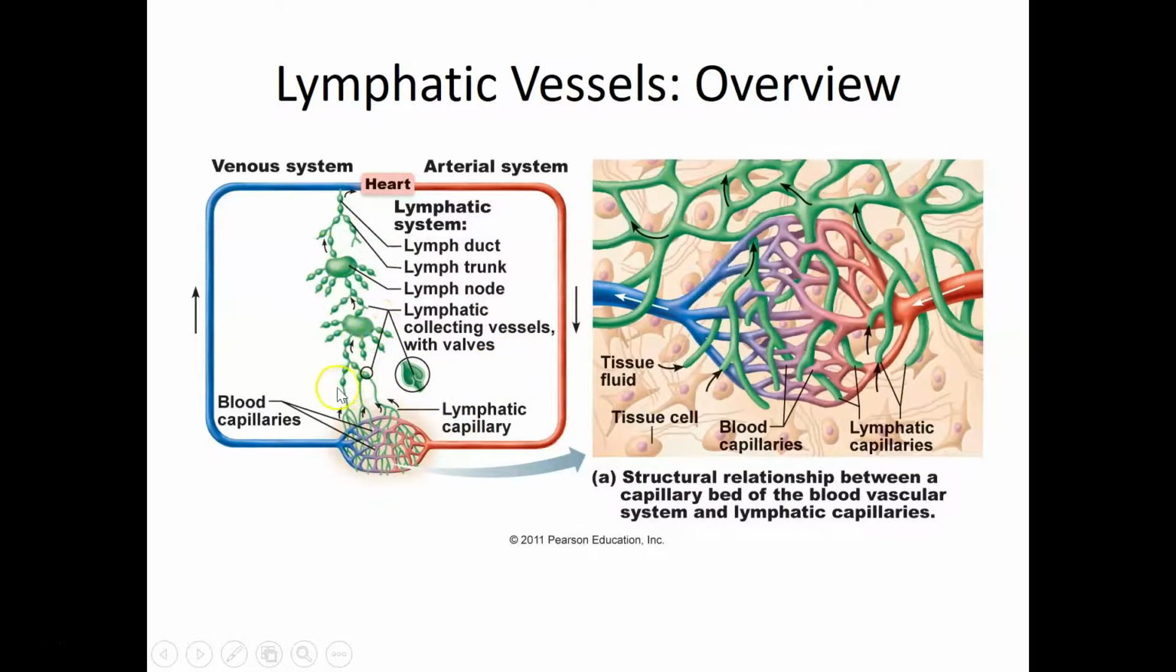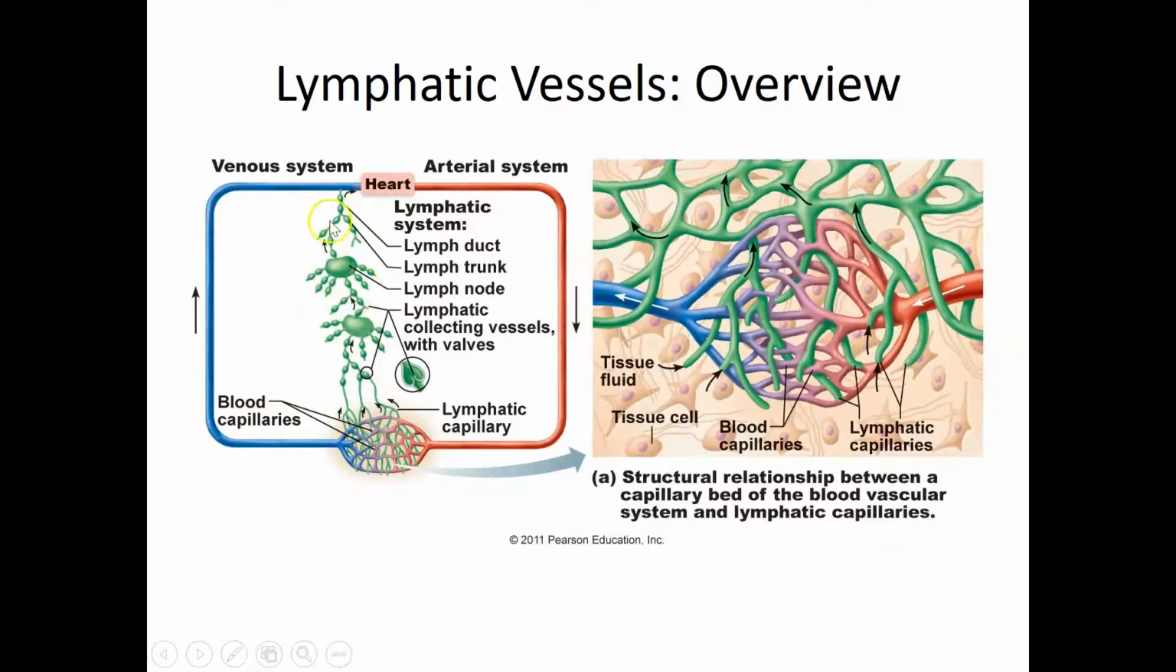Another structure that's on the pathway of the collecting vessels is this. There can be one or there can be multiple. These are the lymph nodes. So these are one of the structures containing lymphatic immune system cells that are evaluating substances sucked up from the lymphatic tissue into the lymphatic capillaries and then conveyed into the lymphatic collecting vessels.